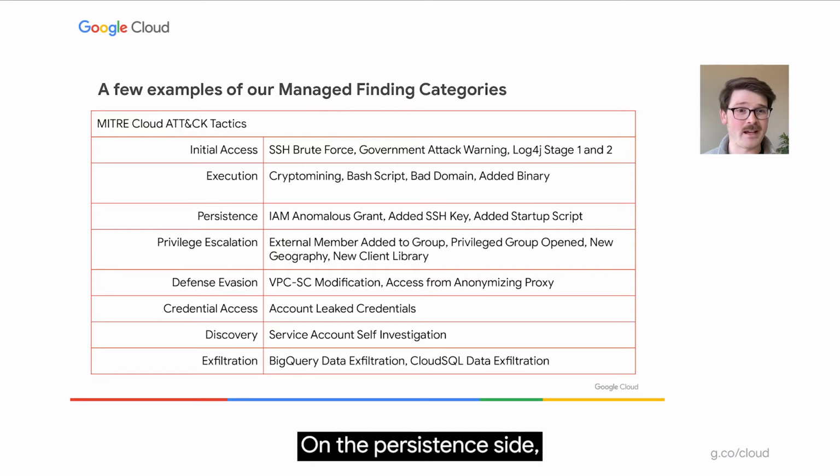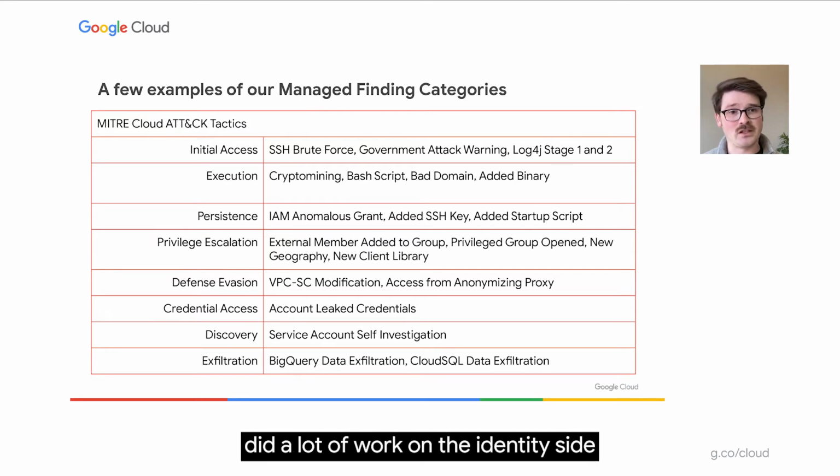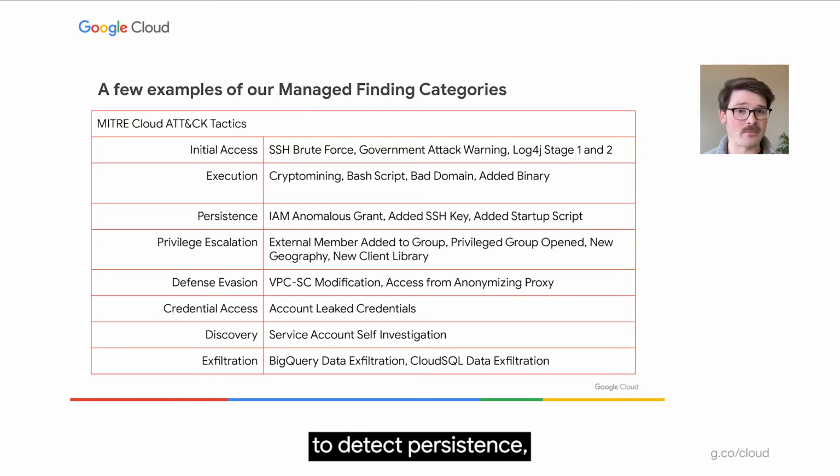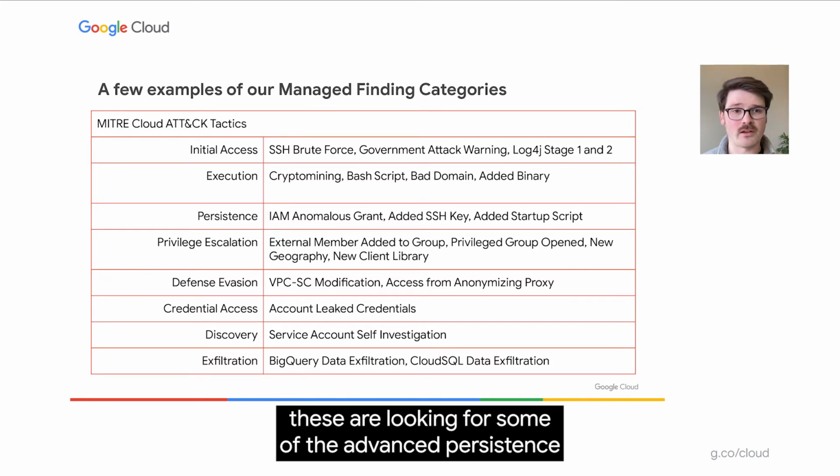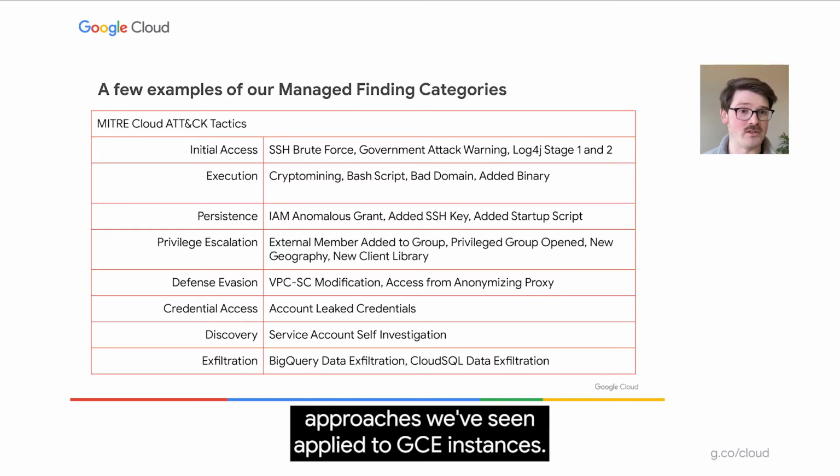On the persistence side, previously, event threat detection did a lot of work on the identity side to detect persistence. There's two additional finding types here that you may not have seen before, added SSH key and added startup script. These are looking for some of the advanced persistence approaches we've seen applied to GCE instances.